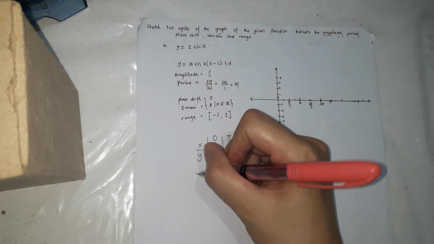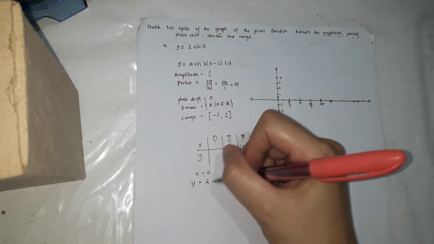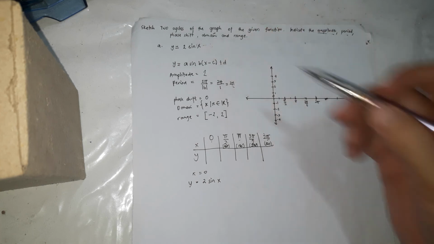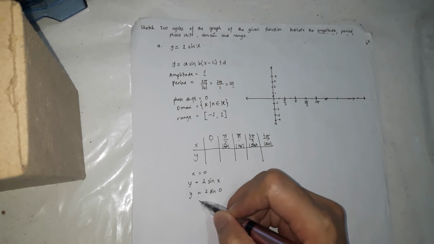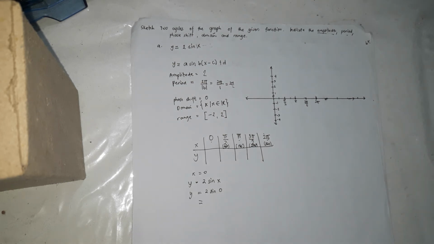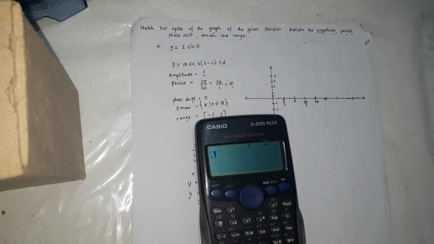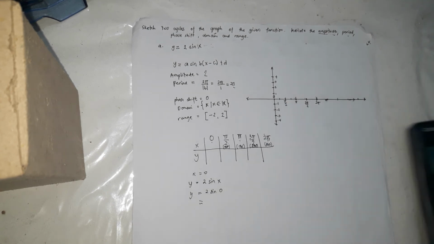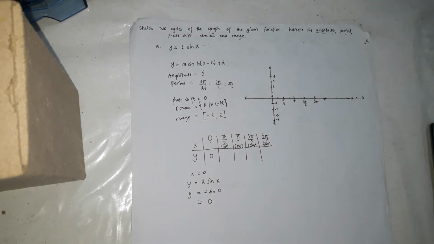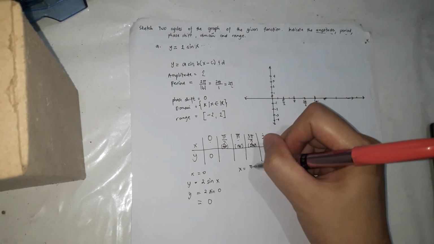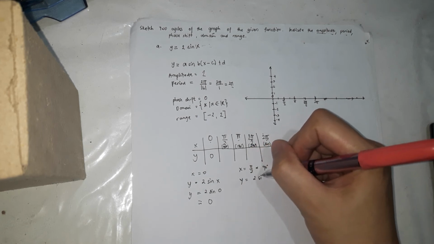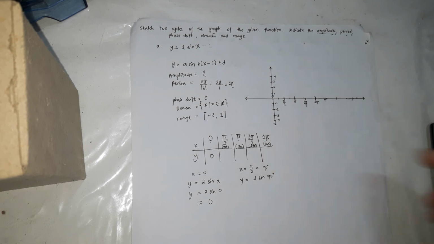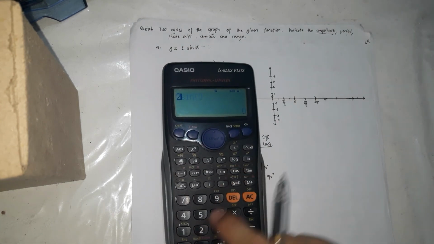So first, when x is equal to 0, y is equal to 2 sine x, the original function. So y is equal to 2 sine of 0. What's the value of 2 sine 0? 2 sine 0 is equal to 0. So this is 0. Next, x is equal to pi over 2 or 90 degrees. So y is equal to 2 sine of 90. 2 sine 90, it's 2.